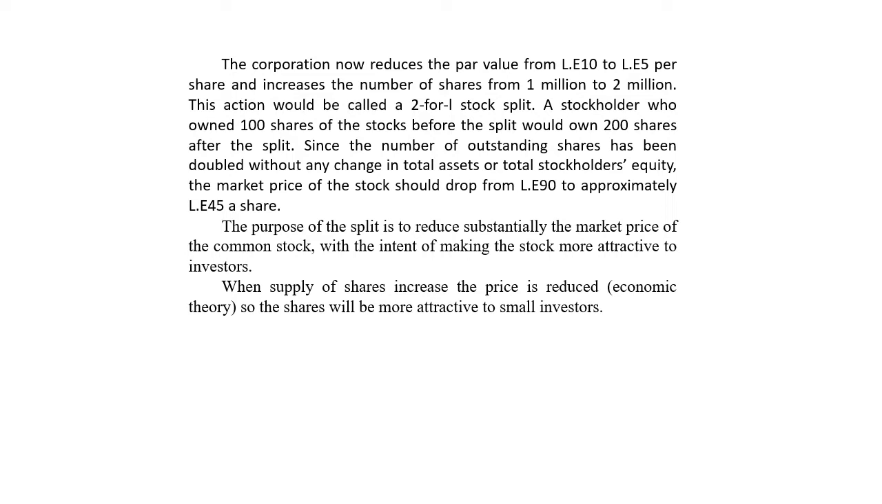So what is the aim of the stock split? It's usually a question in the exam, asking why a corporation might have a stock split. Since the number of outstanding shares has been doubled without any change in the total assets and total stockholders' equity, the market price of the stock should drop from 90 to approximately 45, the half. Why do we expect that the market price would be reduced to the half? Because the supply of shares was doubled. And you know from economics that increasing the supply leads to decreasing the price.